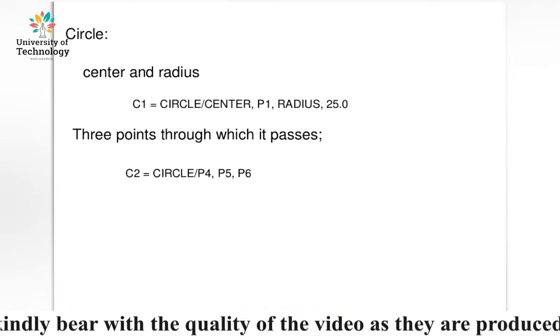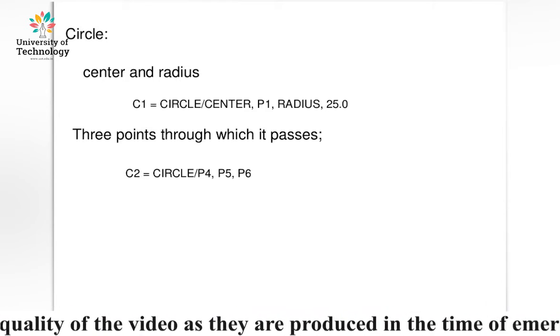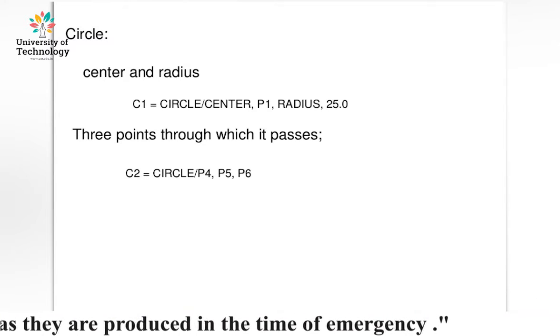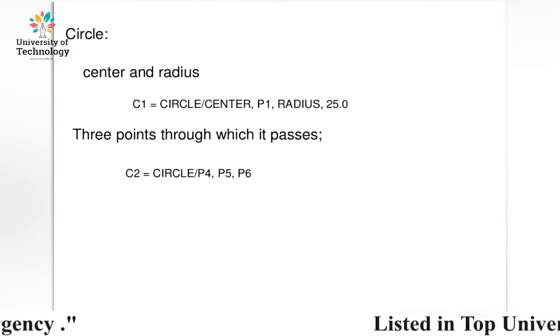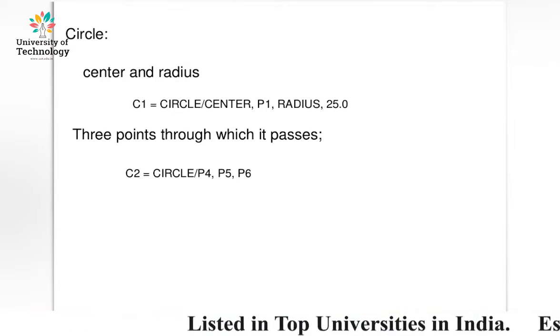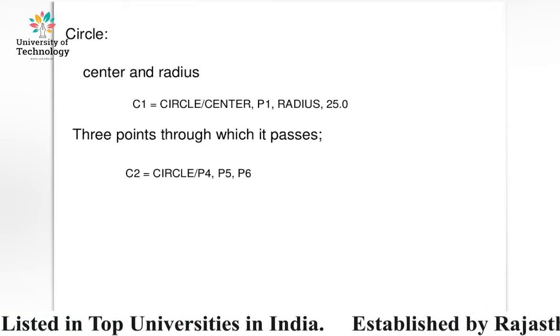Or by 3 points through which it passes: C2 equals CIRCLE slash P4, comma, P5, comma, P6. That is the writing of the circle geometry in APT.